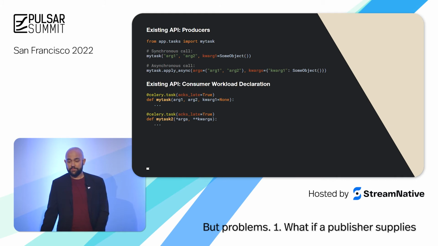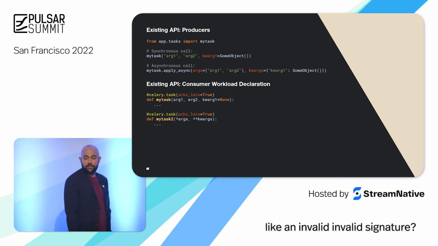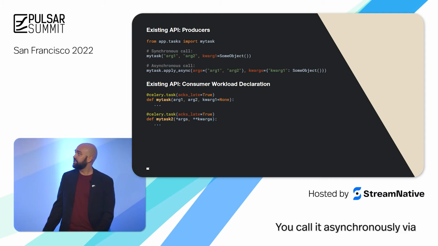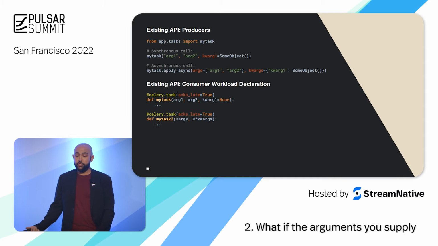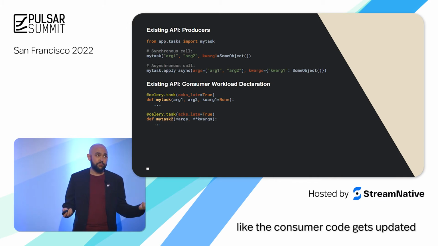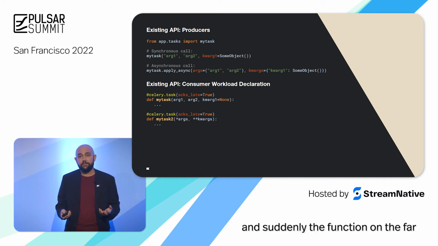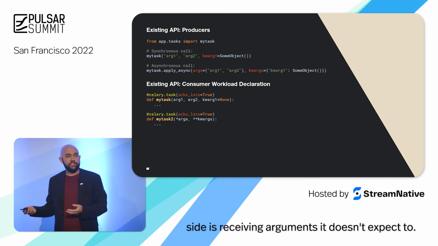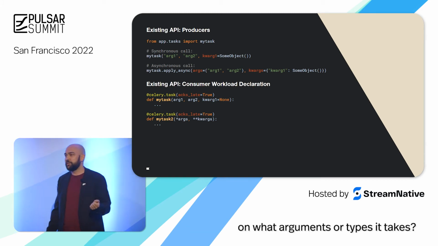But problems. One, what if a publisher supplies bad arguments to the function, like an invalid signature? You call it asynchronously via that second form with an argument that it can't accept on the far side. Two, what if the arguments you supply to that function become bad? Like the consumer code gets updated and your publisher code doesn't because you're in the middle of a blue-green swap or something, and suddenly the function on the far side is receiving arguments it doesn't expect. What if the function isn't clear on what arguments or types it takes?